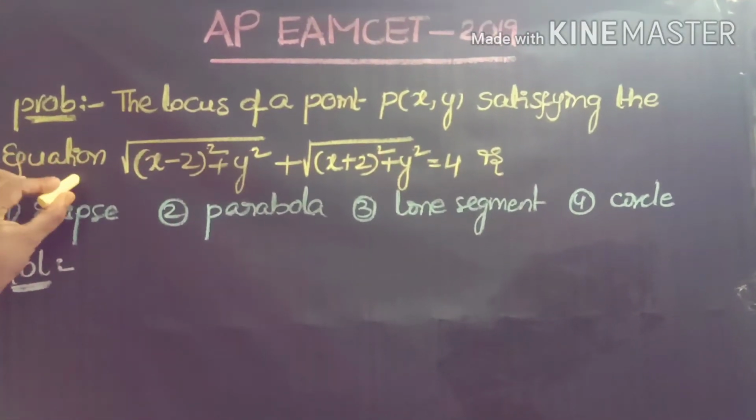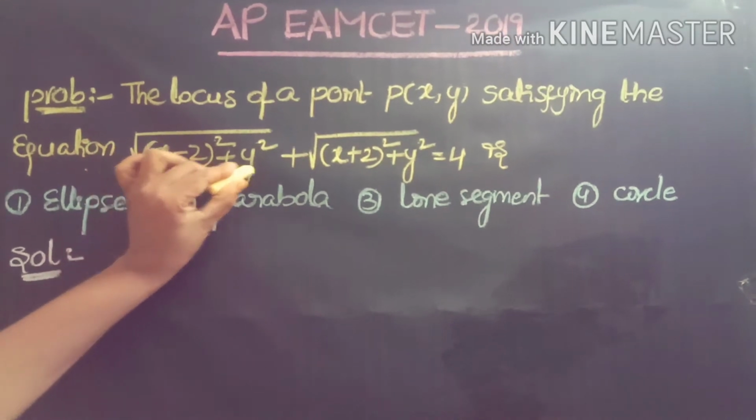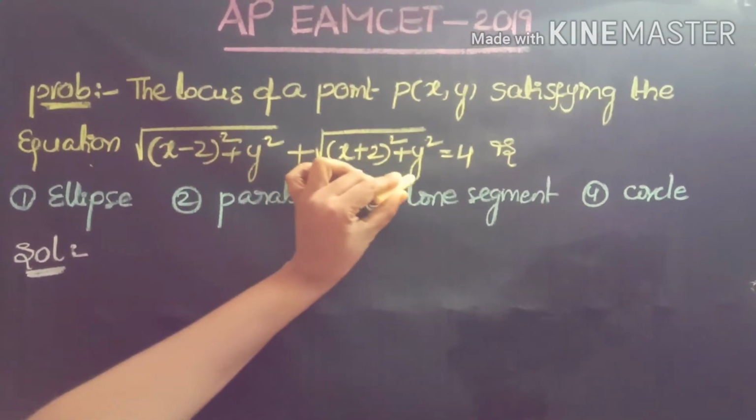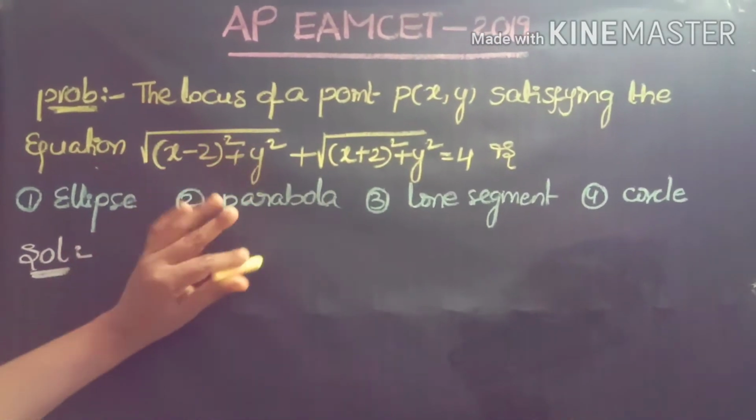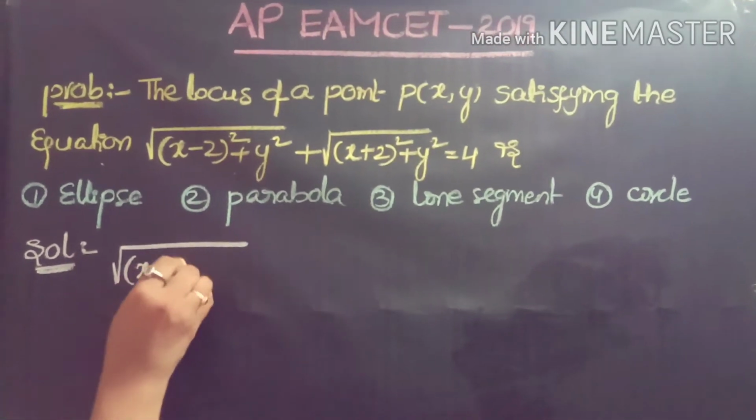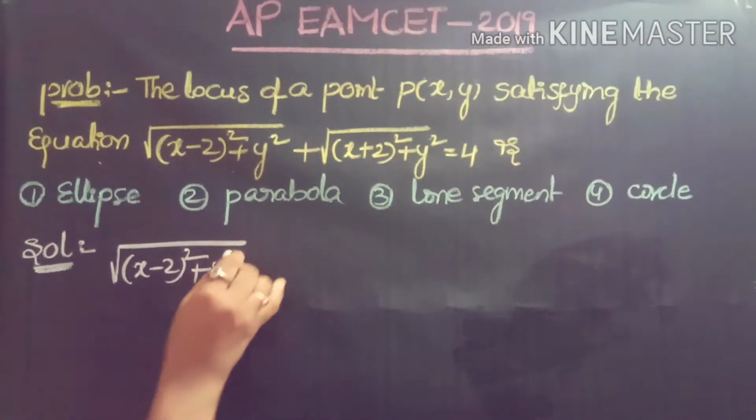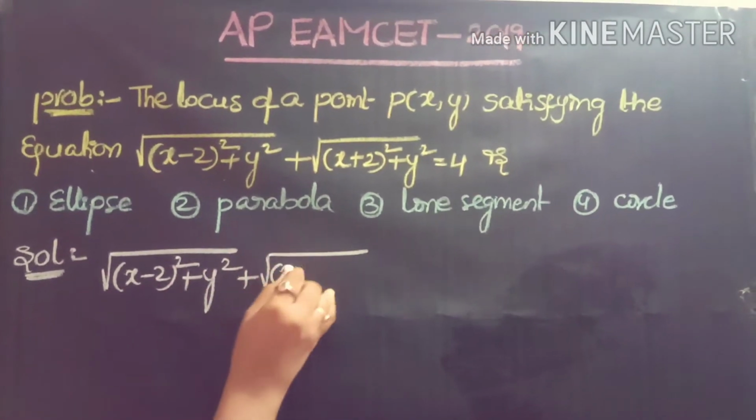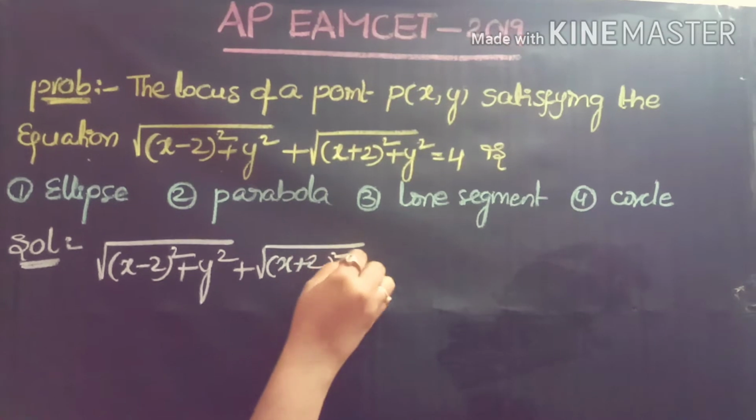Comma y satisfying the equation square root of (x minus 2) whole square plus y square plus square root of (x plus 2) whole square plus y square is equal to 4. What is the locus of the point? This is a given condition. First we are writing the given condition here: square root of (x minus 2) whole square plus y square plus square root of (x plus 2) whole square plus y square is equal to 4.